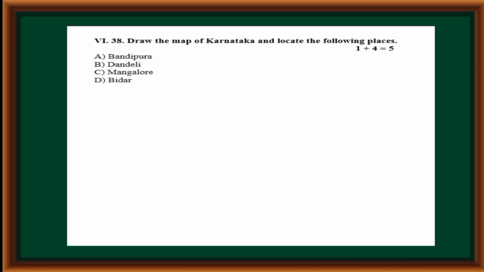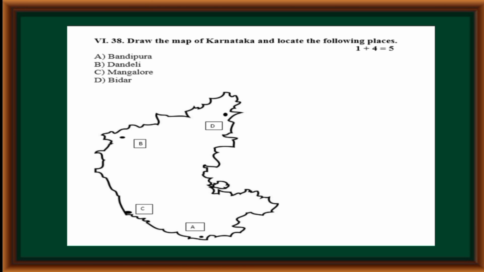Sixth main, draw the map of Karnataka and locate the following places: A. Bandipura. B. Dandeli. C. Mangalore. D. Bidar.